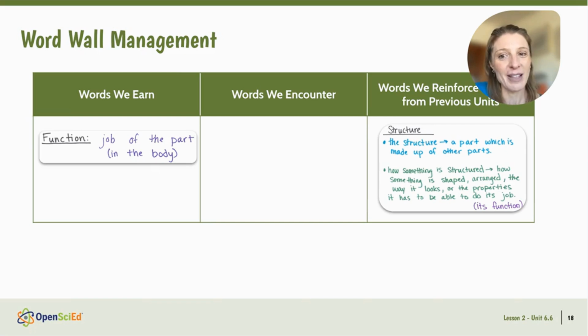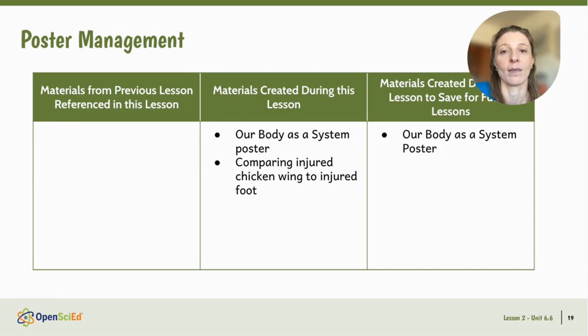Let's talk word wall. Remember, the 2 key words you're going to be adding in this lesson are structure and function. In this lesson, we make 2 posters. The only poster that needs to be kept is the Our Bodies as a System poster. If you don't have wall space, try using the clothing rack and pants hangers like I suggested in lesson 1.